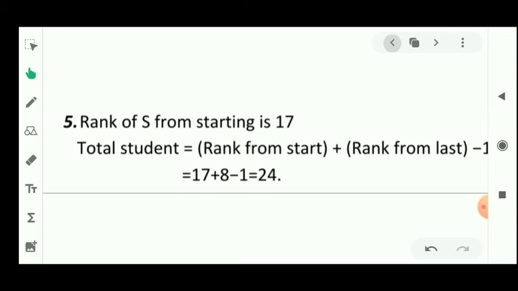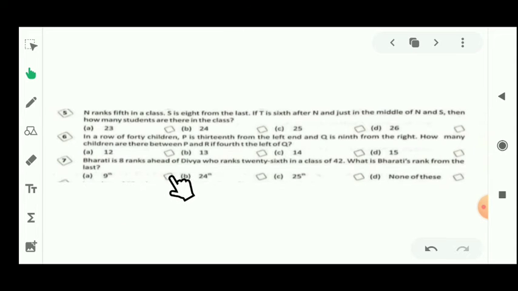Let's see the next question. Bharti is 8th rank ahead of Divya, who ranks 26th in a class of 42. What is Bharti's rank from the last?